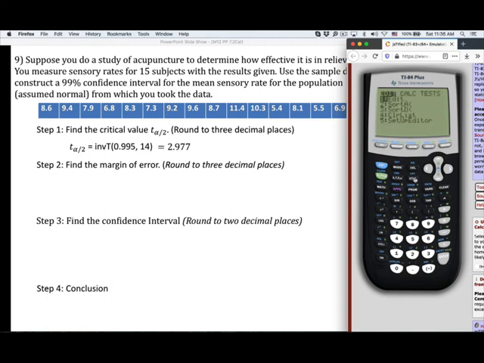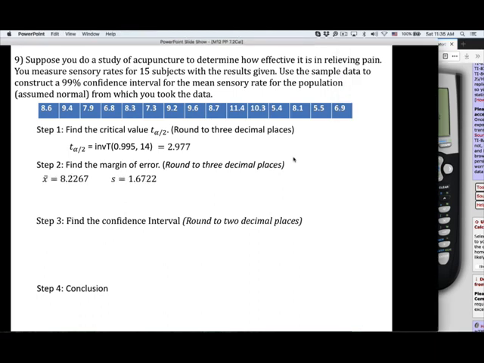Now go to STAT, go to CALC, choose number 1, one-variable statistics. Second, 1 for L1. Enter. So we have the sample mean and we have the sample standard deviation. Try to get more decimal places, okay? Don't take only 1 or 2. I need 3 decimal places here, so you want to take more than 3 decimal places from the data. So let me write down my sample mean and sample standard deviation.